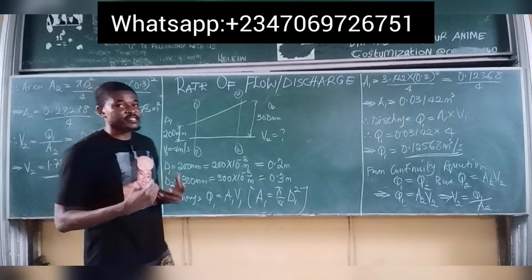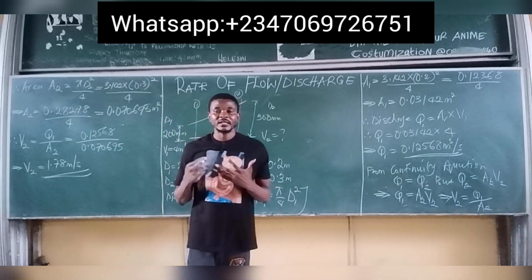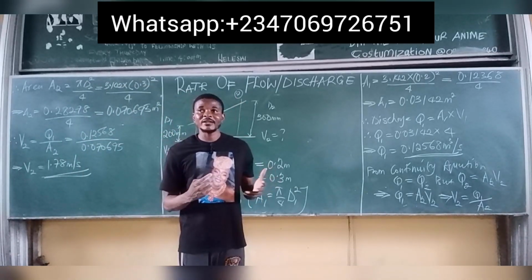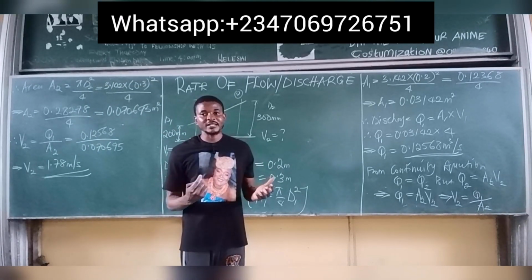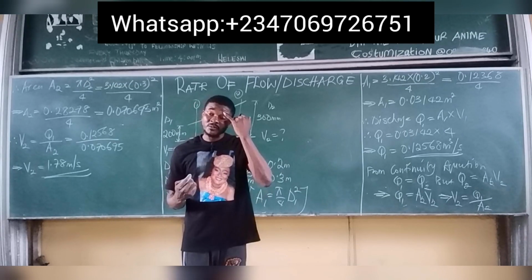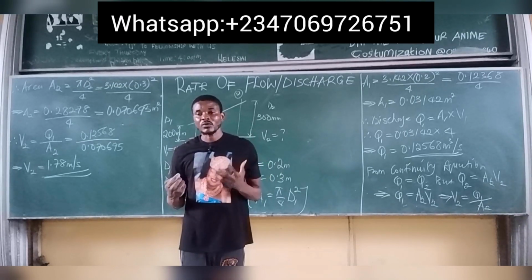So it can be as easy as this. Just know that from the continuity equation, discharge of the pipe at section 1 equals discharge at section 2. You know the formula for discharge: area times velocity. Apply those principles together, and of course you will be able to find anything on rate of flow.